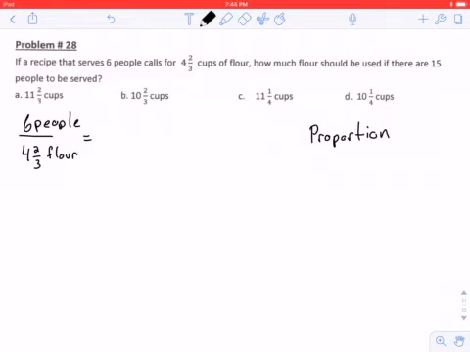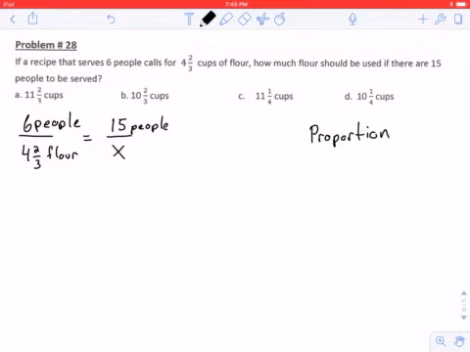For 6 people, we use 4 2/3. Then, for 15 people, how much are we going to use? We don't know, and that's why we call it X. For my students, the most difficult part is to set up this proportion. When you set it up, you know how to solve it. But 6 is to 4 2/3 as 15 is to X. That's how we read it in the class, right?